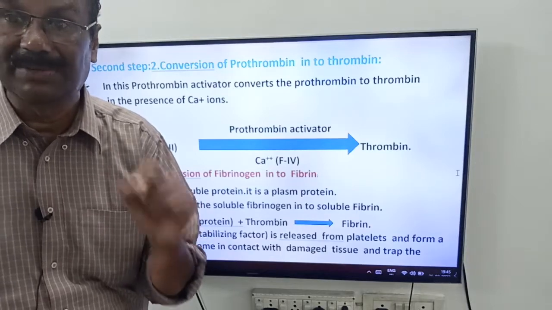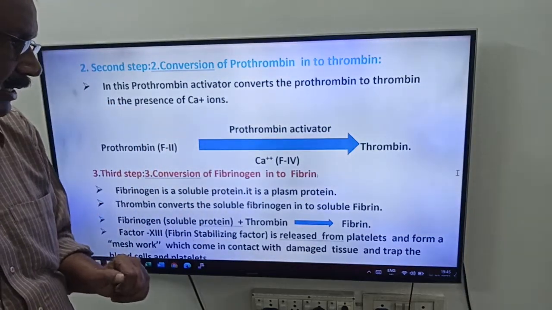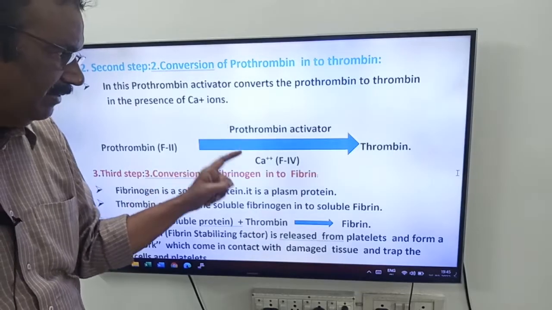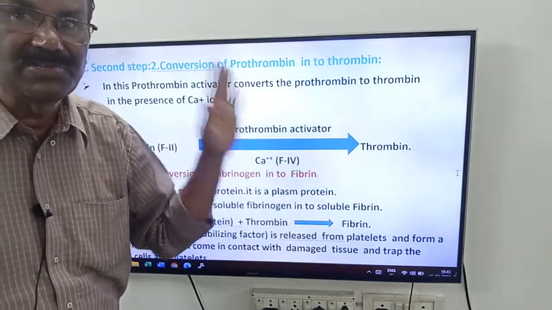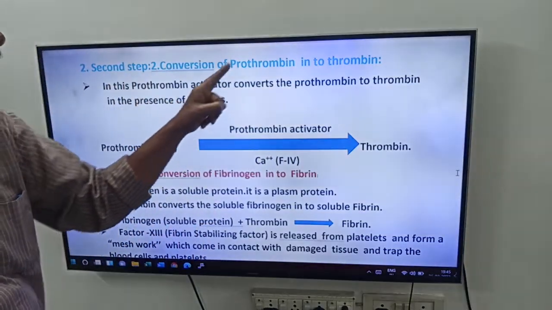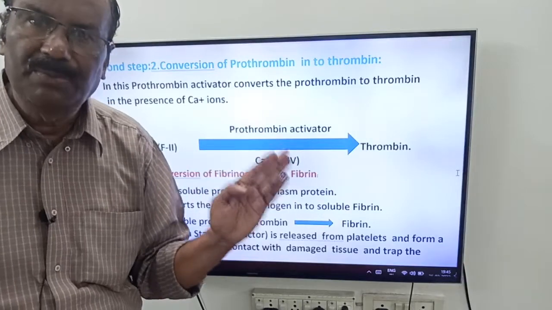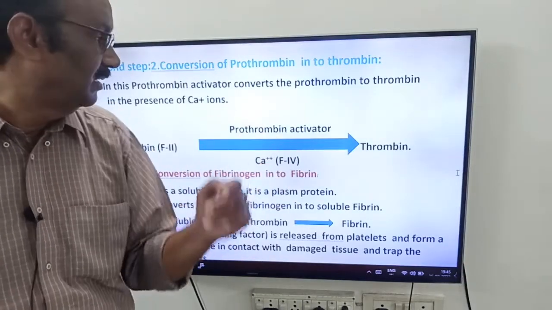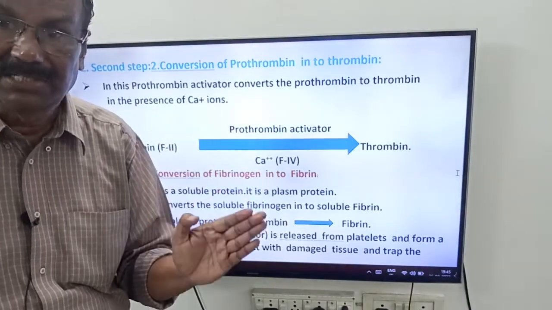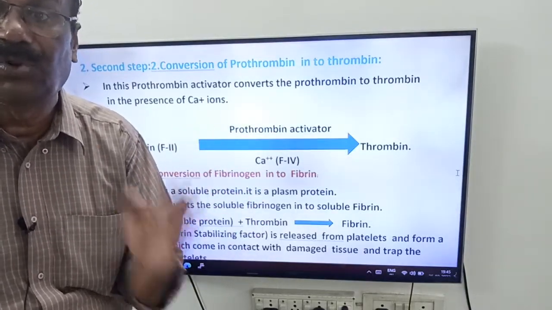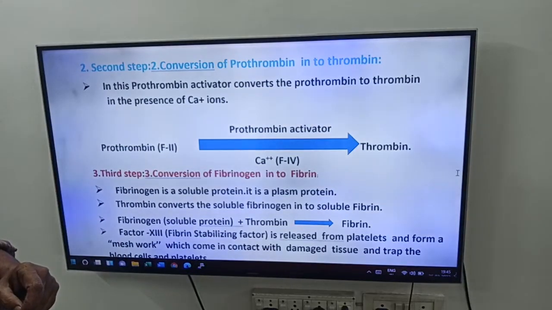Factor 4, calcium ions. Prothrombin, factor 2, in the presence of prothrombin activator and calcium ions, converts into thrombin. This is the second step: conversion of prothrombin into thrombin. For this, we need prothrombin activator and also calcium. Calcium is factor 4, friends. Now come to the third step.